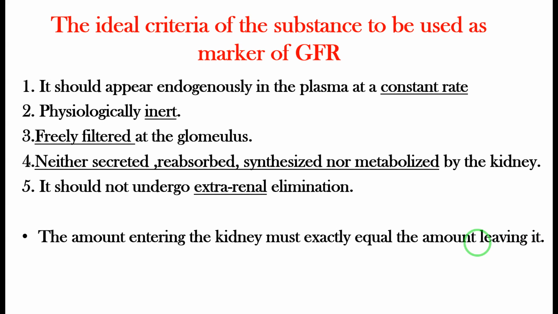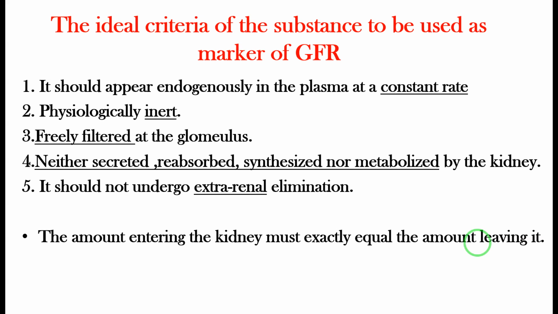And once it's filtered and passed to the tubule, this substance must not be secreted by the tubule, not reabsorbed by the tubule, not synthesized by the kidney, so that all these factors may affect the concentration of this substance. The substance must not be metabolized by the kidney because it may change to a metabolite that will decrease the concentration of the main substance. Also, it must not undergo extrarenal elimination. For example, if it is secreted from the kidney and from the intestine, in this case, it does not represent an ideal marker.